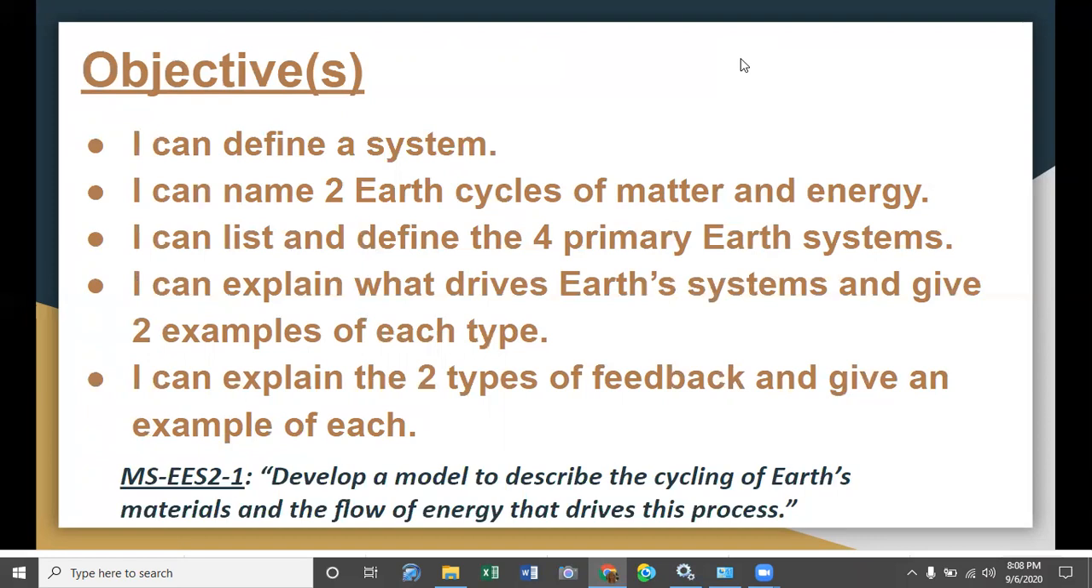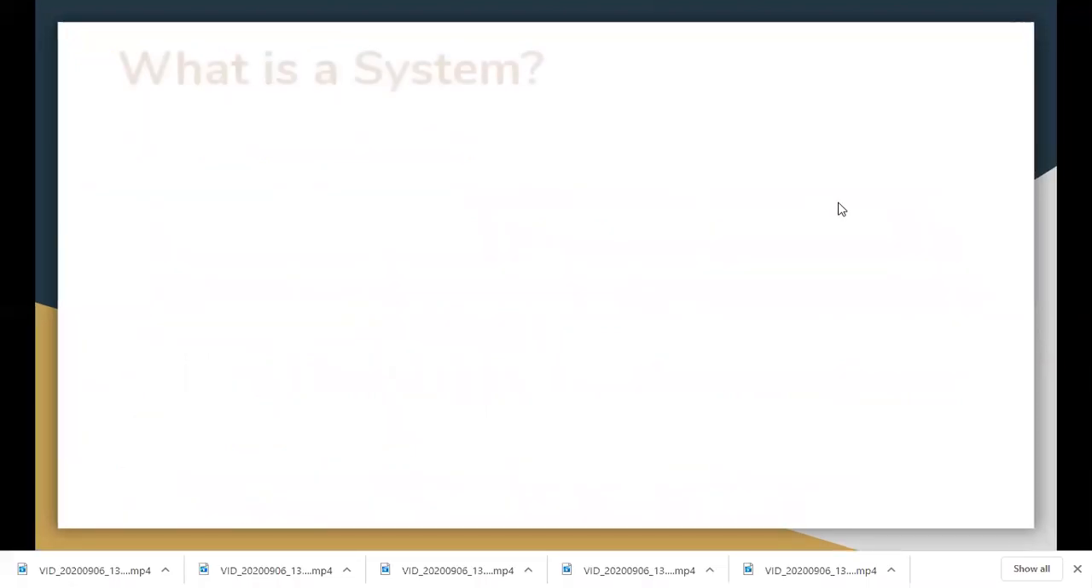Our science substandard is at the bottom there. We're going to be able to develop a model to describe the cycling of Earth's materials and the flow of energy that drives this process. So let's get started on our lesson today.